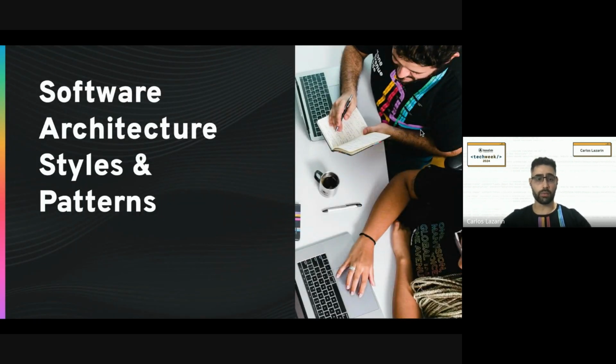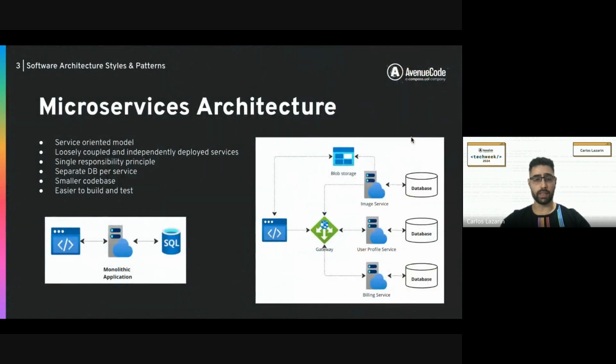Moving forward to software architecture styles and patterns. So we have the microservice architecture that's pretty famous nowadays. In the past, we had that monolithic structure, right? A huge code base running on a single server with a single DB. It was hard to maintain. We had a lot of teams working on the same code base. If a service goes down, we would lose our application, right?